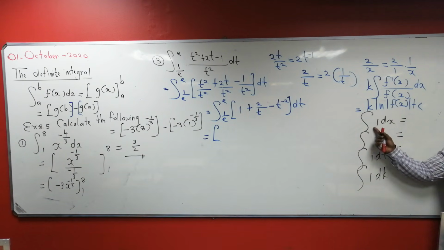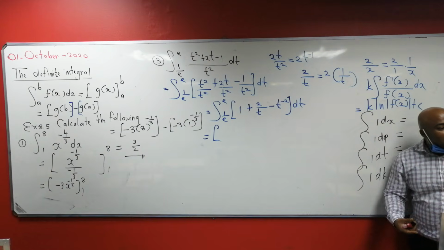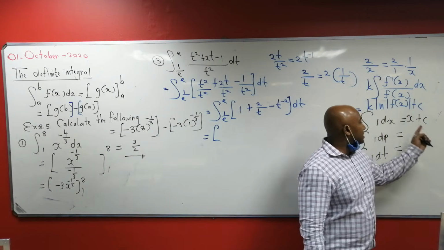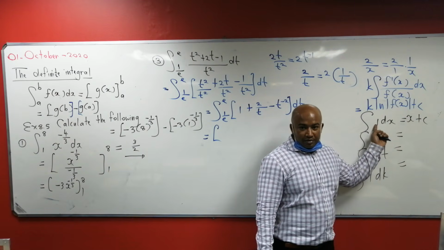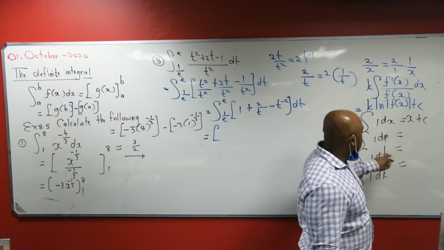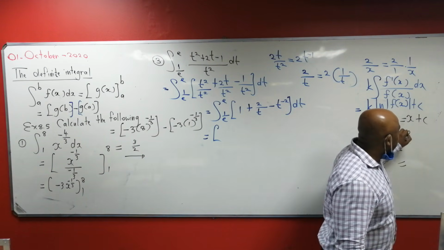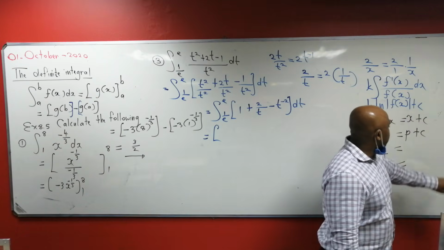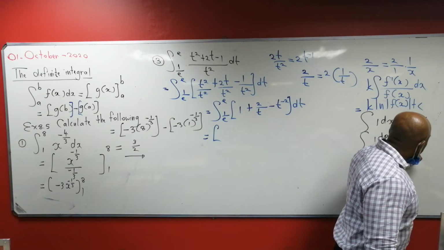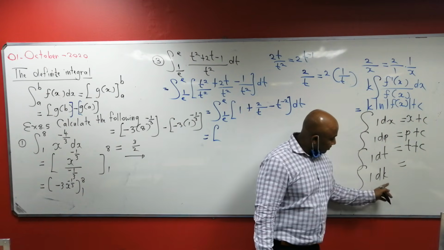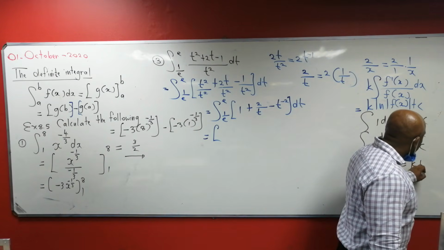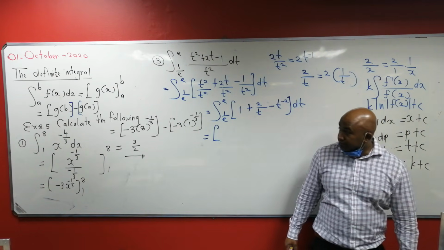If I integrate 1, and this is dx, that means I'm integrating with respect to x. So the answer is x plus c, because the derivative of x is 1. If I write down dp, it's just the letter that has changed. That means I won't write down x now, it'll be p plus c. If I am integrating with respect to t, that will be t plus c. Here, with respect to k, so that will be k plus c.